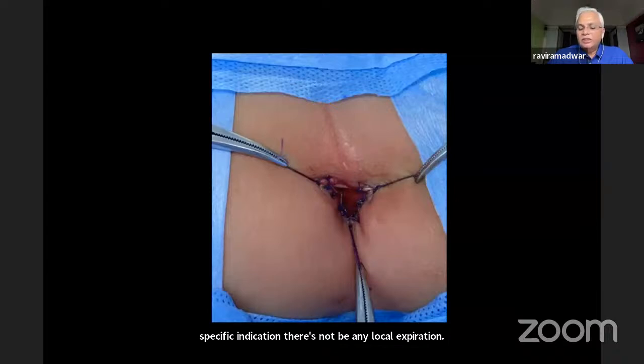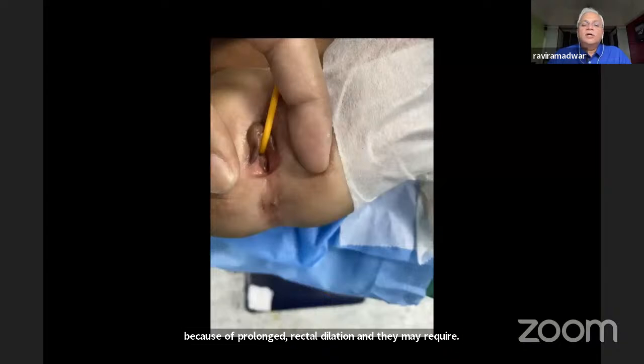What is a proper investigation? Like in this patient, because it was a low anomaly, what we did was an anoplasty. We opened it out, made a wide anal opening, the sphincters were well saved, and this is a functional anus. Most of the low anomaly patients will have constipation because of prolonged rectal dilatation, and they may require dietary management and laxatives. Now this is a girl child.